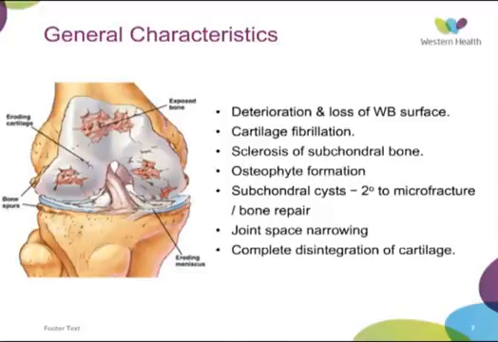There's a deterioration and loss of the weight-bearing surface, which is the cartilage. You get cartilage fibrillation, sclerosis of the subchondral bone, and also osteophyte formation. You can get subchondral cysts, which is secondary to microfractures which occur, and then the healing process of that. Essentially, eventually joint space narrowing as the cartilage wears away, and then the complete disintegration of the cartilage.